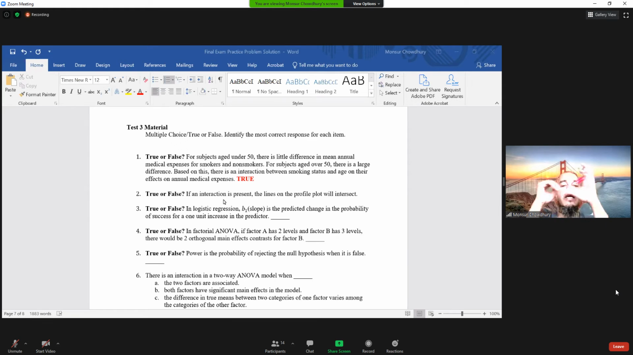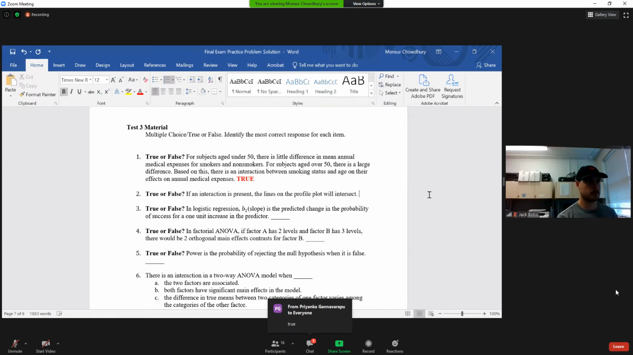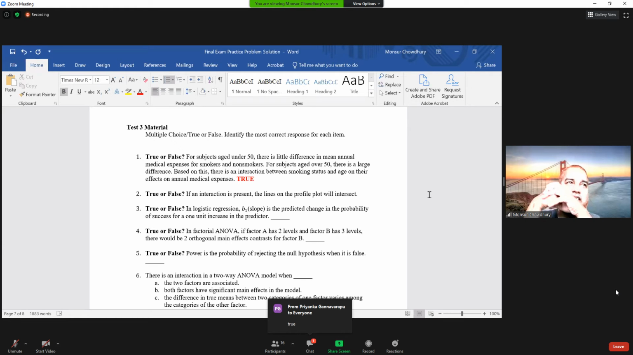Now question 2. I ask you: if an interaction is present, the lines on the profile plot will intersect. Is that true or false? True. So it's not necessarily that they should intersect. It can intersect, but if it does not, the only thing we need to notice is whether they are parallel or not. If they are parallel, we say that there is no interaction. But if they are not parallel, even though they are not intersecting, there can still be an interaction. So we can say this is false.